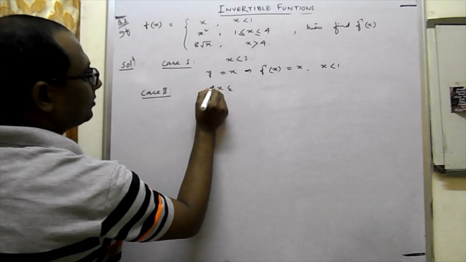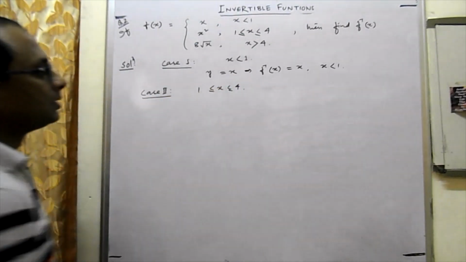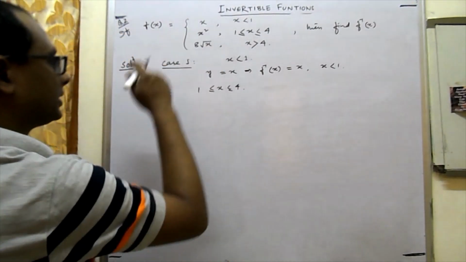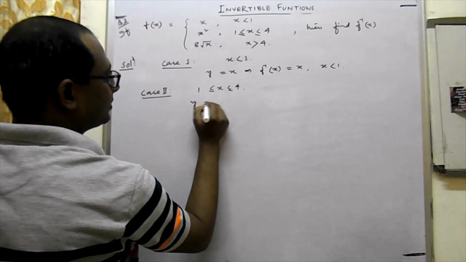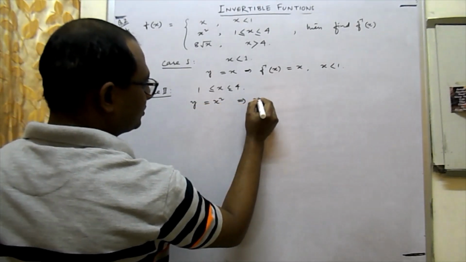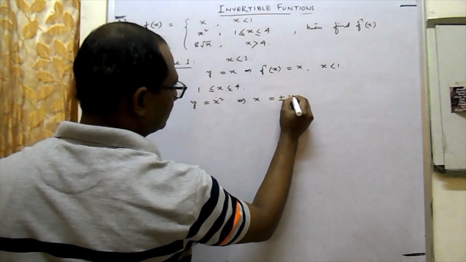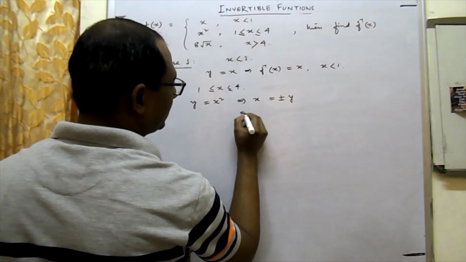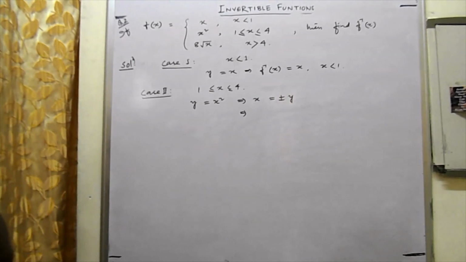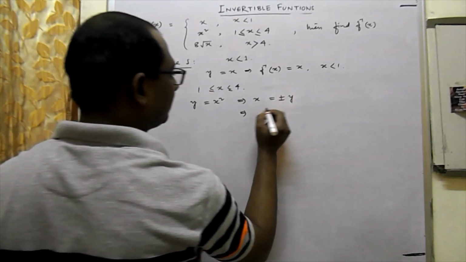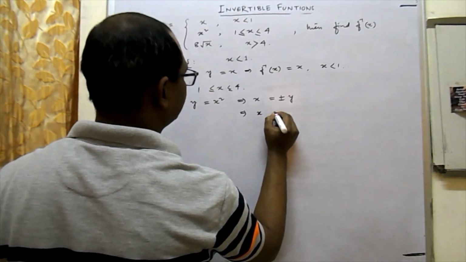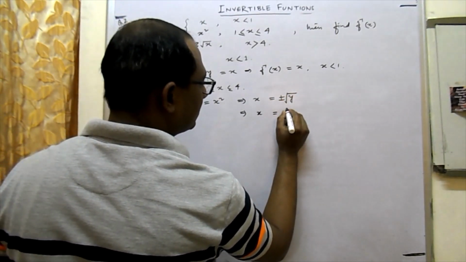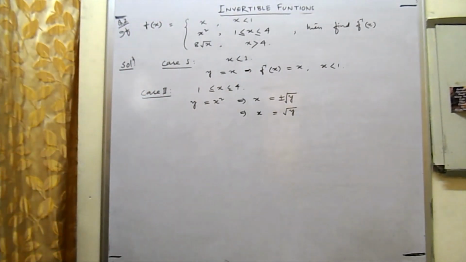Case 2, when x will be lying between 1 and 4. Here we'll remember that x is always positive, so we'll take y equal to x squared. For x in terms of y, x will be plus minus root y. As x is always going to be positive, there is no point in taking the negative values, so x will be equal to square root of y. Okay, we'll swap.